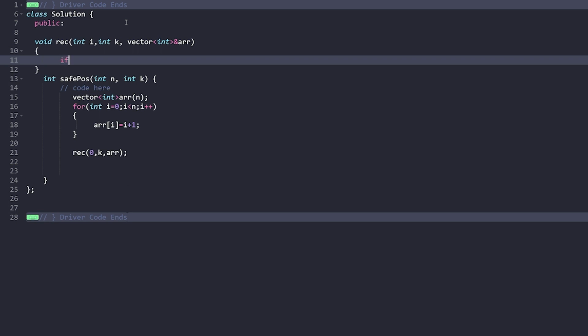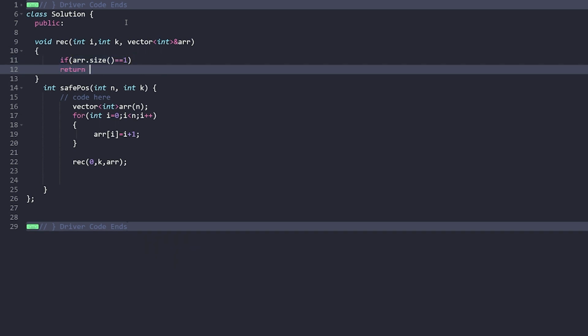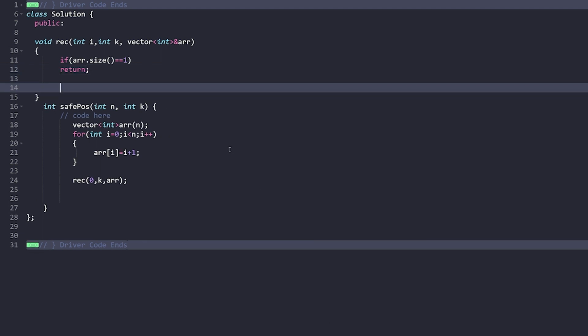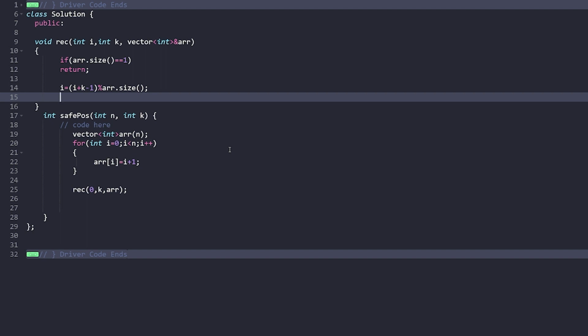Then what is the base condition of this recursion? If the array size after some deletion becomes 1, in that case I'll simply return from this particular function, right? Other than this, if I'm currently standing at the ith position, I want to kill the i plus k minus 1th guy. I want to kill the person that is standing at the i plus k minus 1th index, but I need to make sure that the updated index is coming inside the array. So that is why I'll take the modulo with the size of the array.